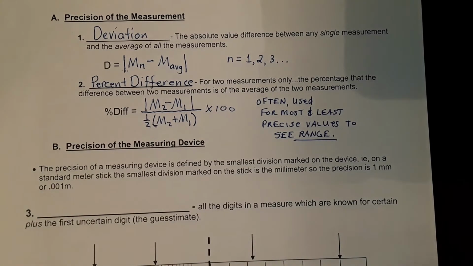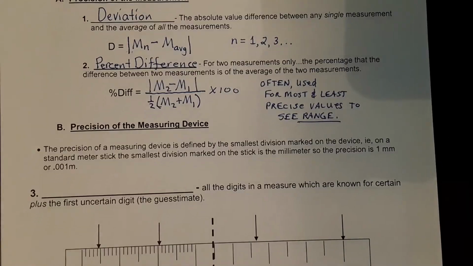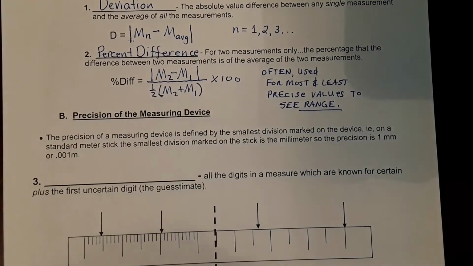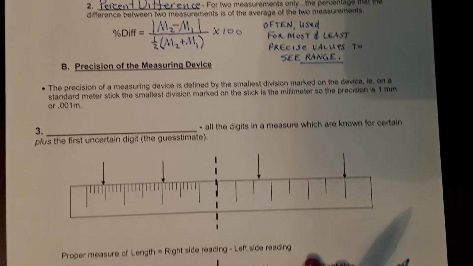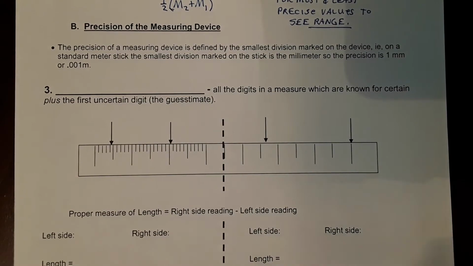If your most and least precise measurements are 10% different, then that tells you the other measurements had a smaller percent difference than even those. So that's good to see what your range is for your percent difference by using your most and least precise to compare. Okay, now the third source of error, and this is where you come in when you're actually taking the measurements.